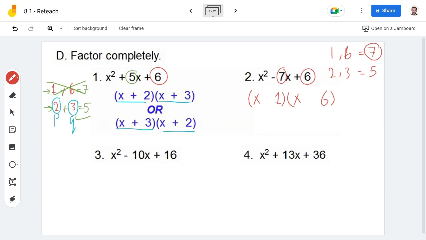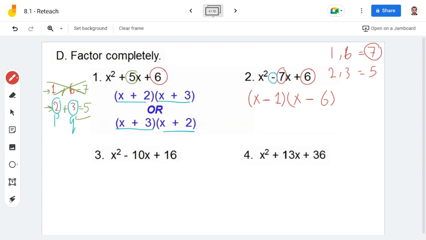If the sign here is negative, what you have to do is put the negative for the bigger number and the positive for the small number. Is this right? No, it's not right. So always when you have a negative, you put negative for both sides. Okay, now let's continue.